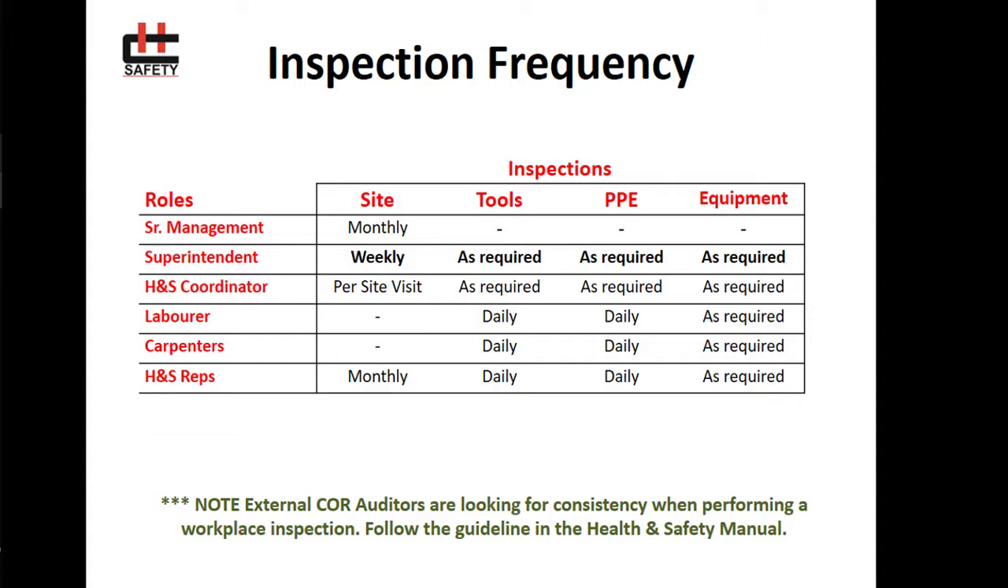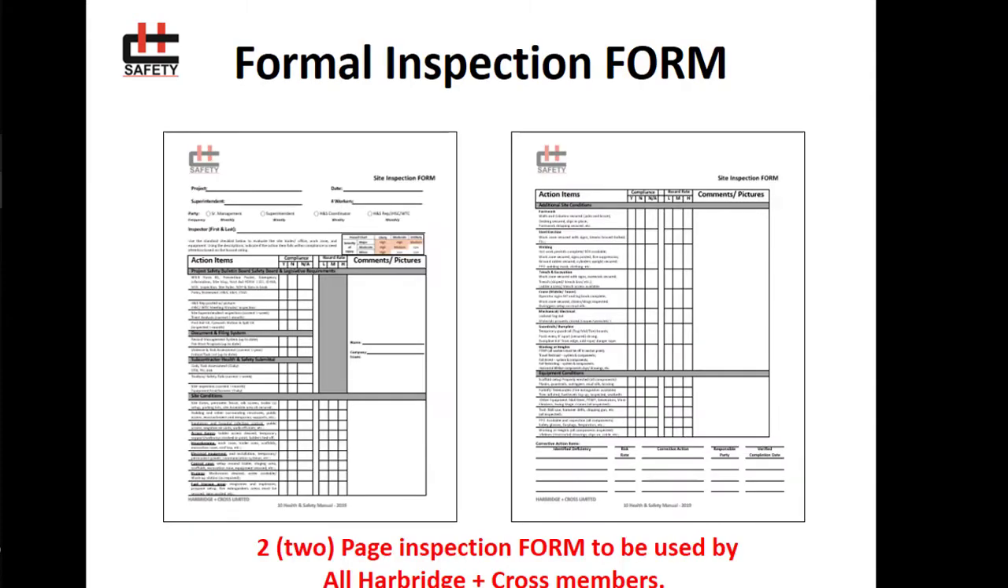Laborers, carpenters, and health and safety reps are required to do a daily inspection on their tools if they're using them, specialized PPE, and heavy equipment. The safety rep or joint health and safety committee must also complete a monthly site inspection of the physical work area. Note, external COR auditors are looking for consistency when performing a workplace inspection, so please follow the guidelines outlined in the safety manual.